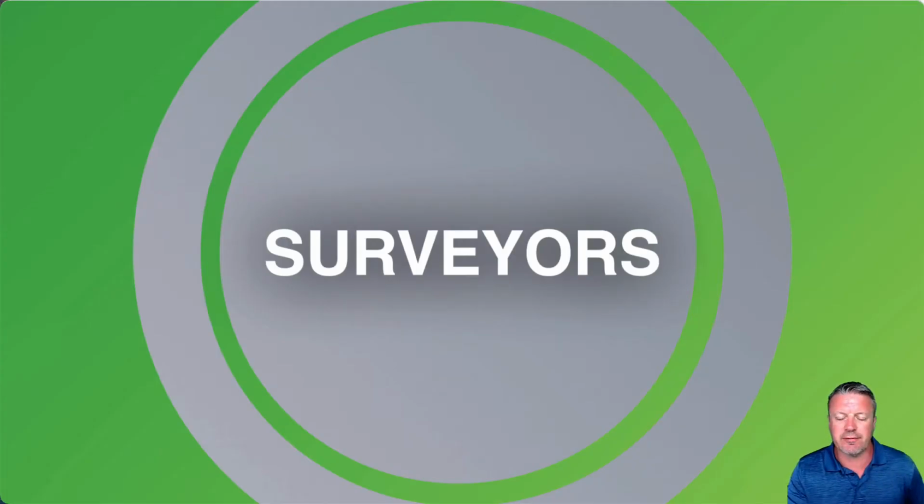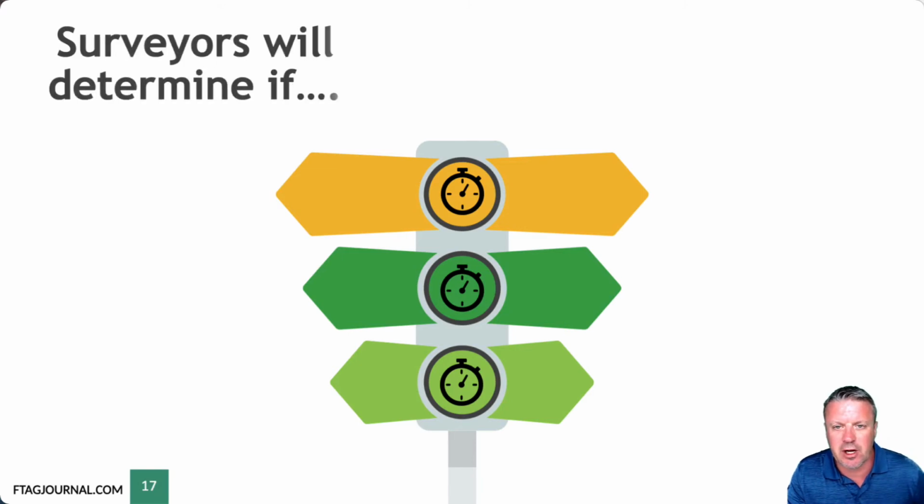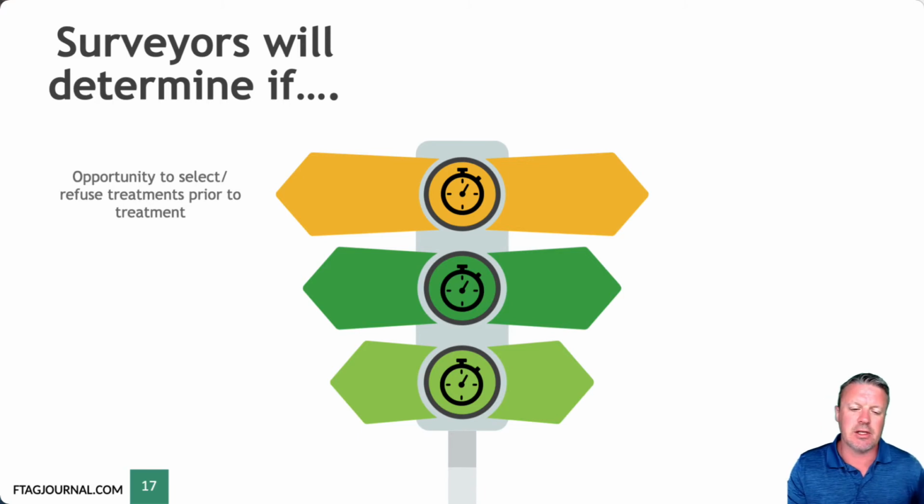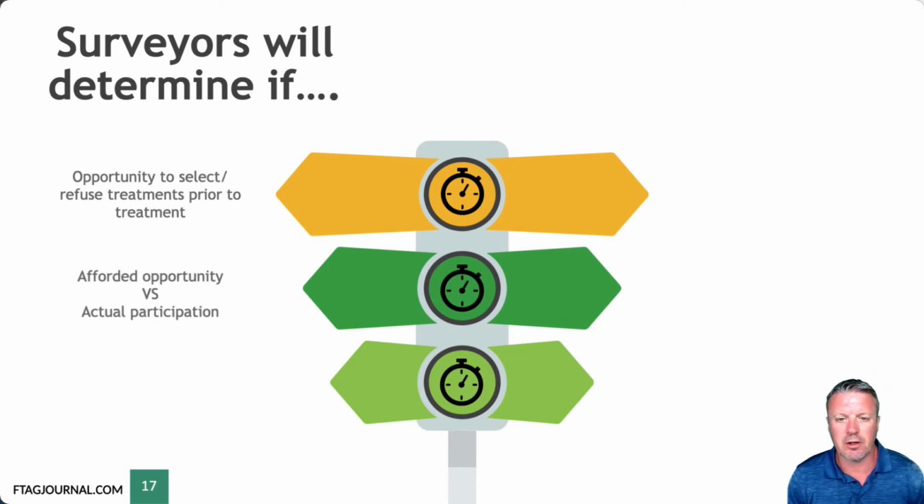So what are the surveyors going to look for? Well, first, the surveyors will attempt to determine if an opportunity was given to the resident to select or refuse treatments prior to the initiation of treatment. One nuanced thing is that it's afforded opportunity versus actual participation. Let's say the resident and the responsible party just don't want to participate in the care planning. Well, you're not going to get cited if they don't participate in it. But it needs to be very well documented that the facility encouraged the resident and/or responsible party to participate in the care planning process. So just want to make a note of that.